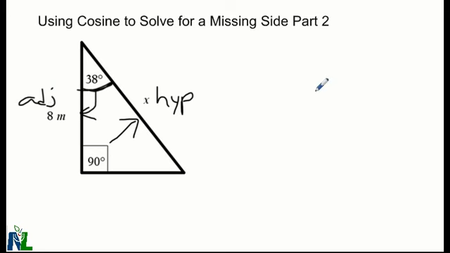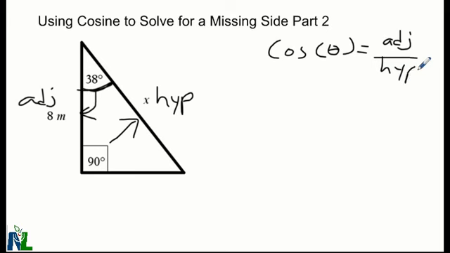And when we look at the right angle triangle, we realize that we're dealing with the adjacent side and the hypotenuse. So the cosine ratio is the appropriate trig ratio to use to solve for x in this triangle. So the cosine of the angle is equal to the adjacent side divided by the hypotenuse.